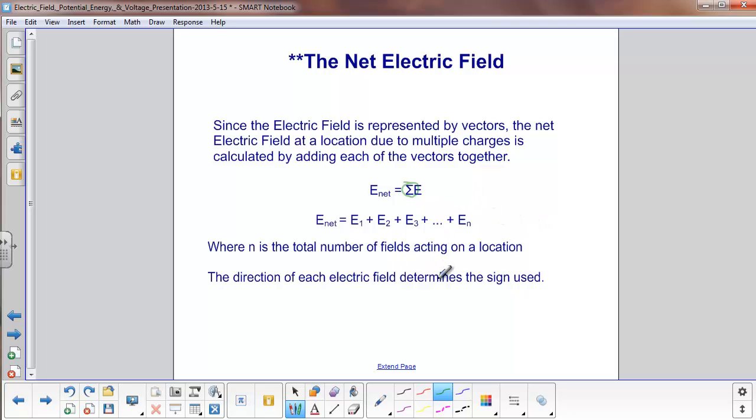The direction of each electric field determines the sign used. So recall the electric field is KQ over R squared. Now we're not going to worry about the sign of the charge right up here. We're going to use a number line to help us determine which way it's acting. And that'll be clear when we do the problem following this slide.